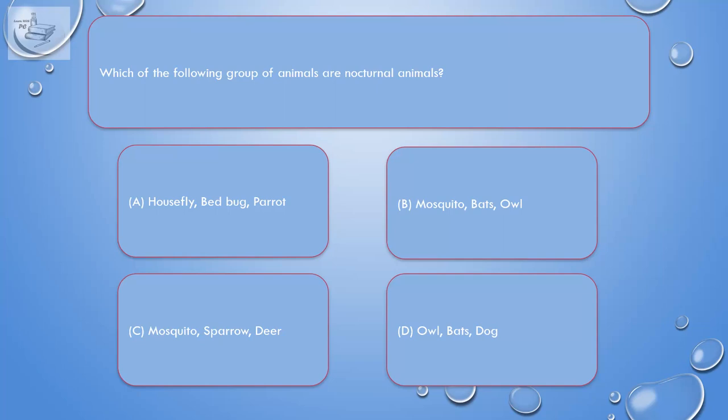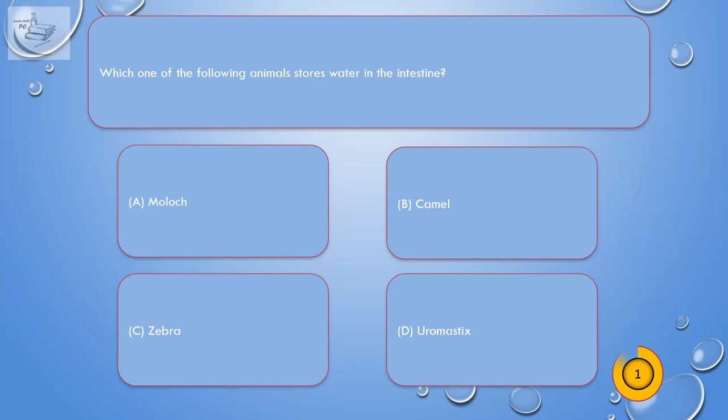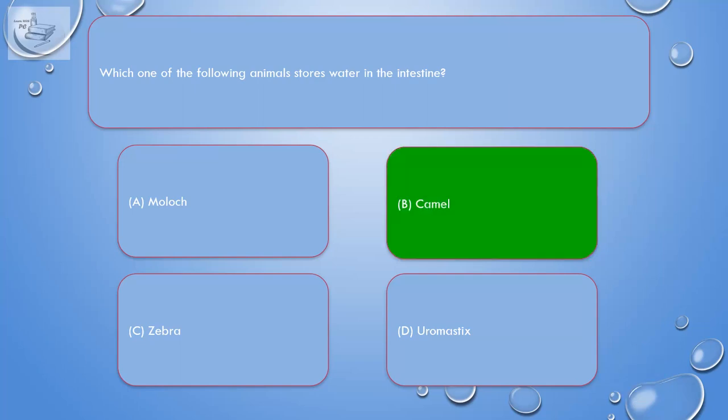Question: which of the following group of animals are nocturnal animals? A. Housefly, bed bug, parrot, B. Mosquito, bats, owl, C. Mosquito, sparrow, deer, D. Owl, bats, dog. Correct answer is B. Mosquito, bats, owl. Question: which one of the following animals stores water in the intestine? A. Moloch, B. Camel, C. Zebra, D. Uromastix. Correct answer is B. Camel.